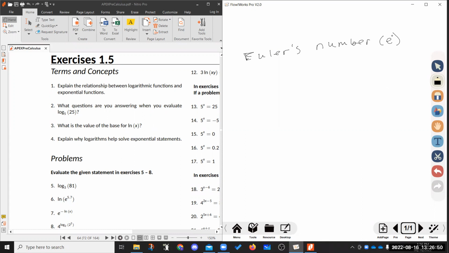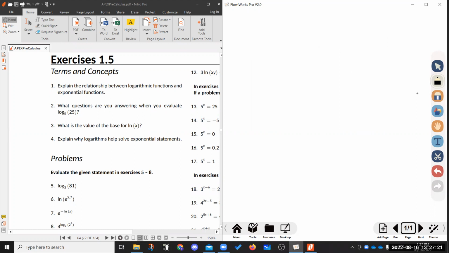Call it the exponential number sometimes, or the exponential base. So when we talk about an exponential equation, if we don't define the base, we assume the base is e, and it's approximately 2.71. It's like pi, an irrational number, a non-repeating, non-terminating decimal, but just like we approximate pi with 3.14, e is approximately 2.71.